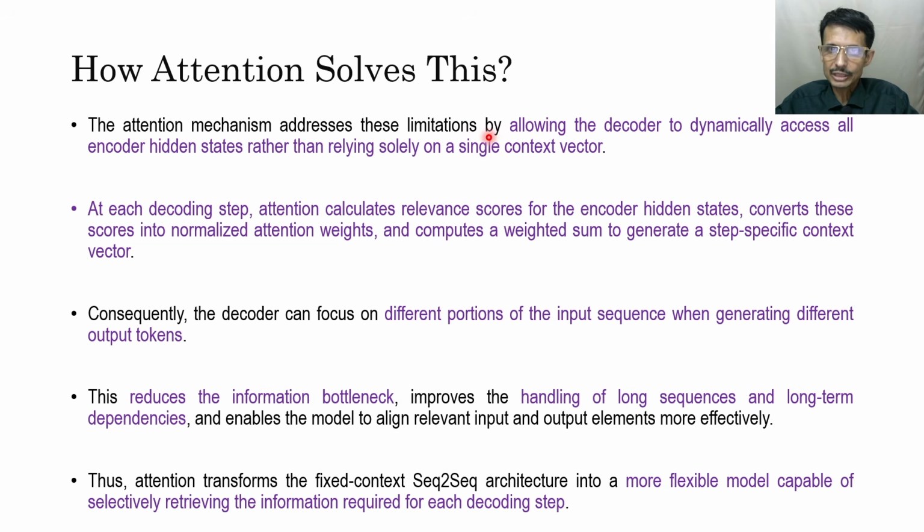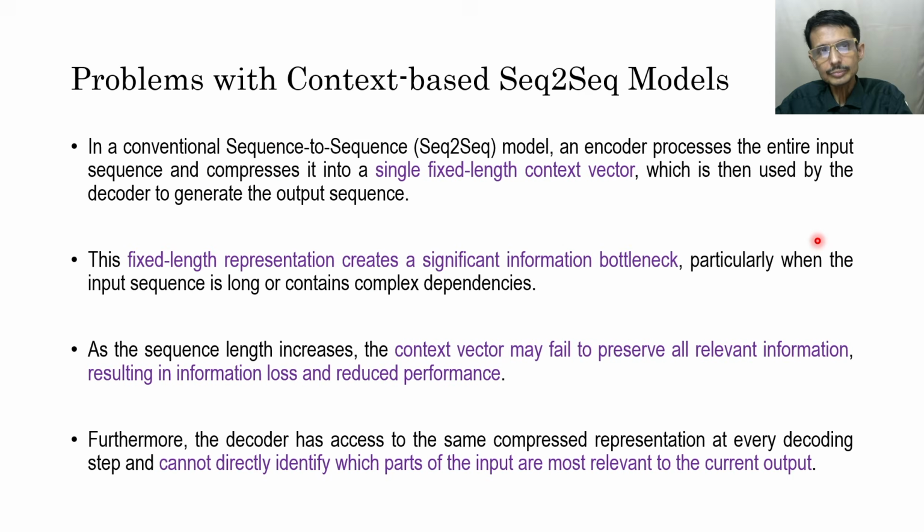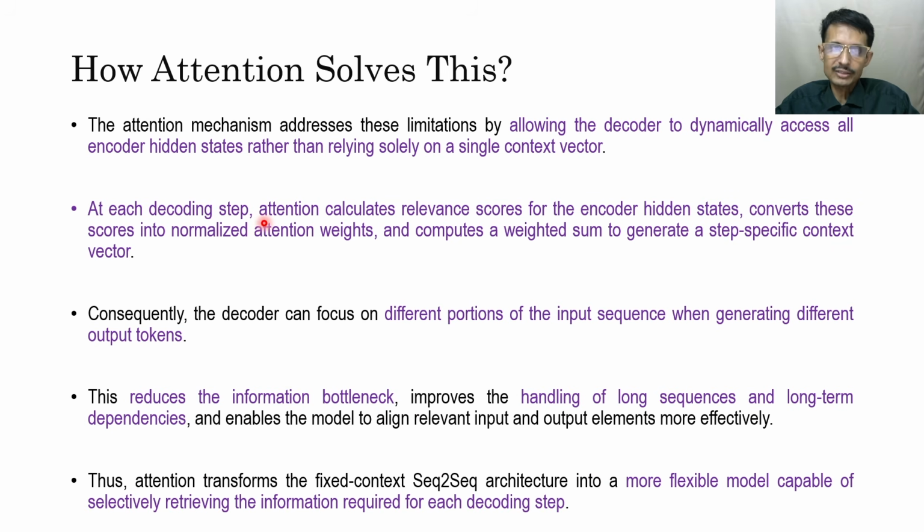The attention mechanism addresses this limitation by allowing the decoder to dynamically access all encoder hidden states rather than relying solely on a single context vector, as we have shown here. It is all the hidden states, and they are all coming in. At each decoding step, attention calculates a relevance score for the encoder hidden states, converts these scores into normalized attention weights, and computes the weighted sum to generate a step-specific context vector. So at every step the context vector is different.